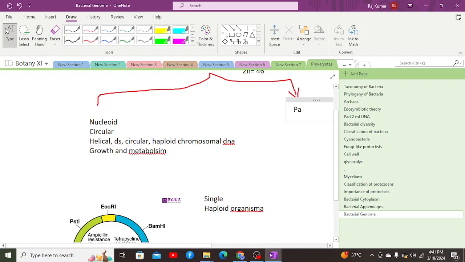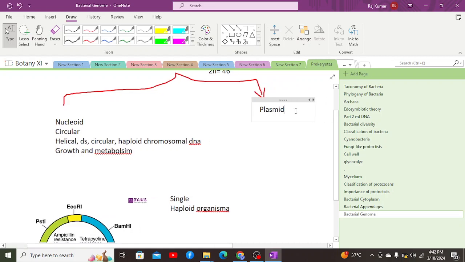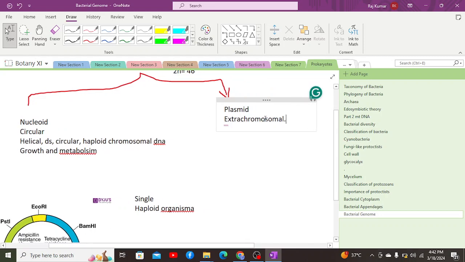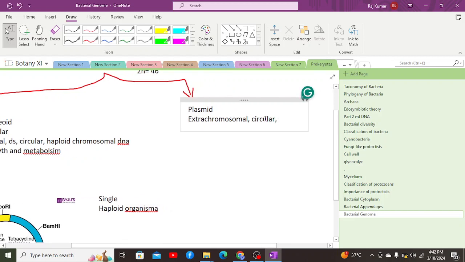While when it comes to the plasmid, it is also genetic material, but that is something we call extra chromosomal DNA. It is an extra chromosomal DNA rather than the chromosomal DNA. Again, it is circular as well as double stranded.